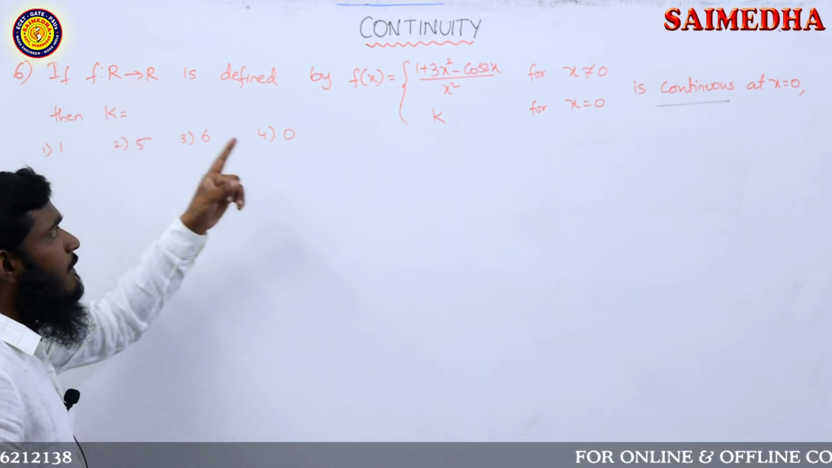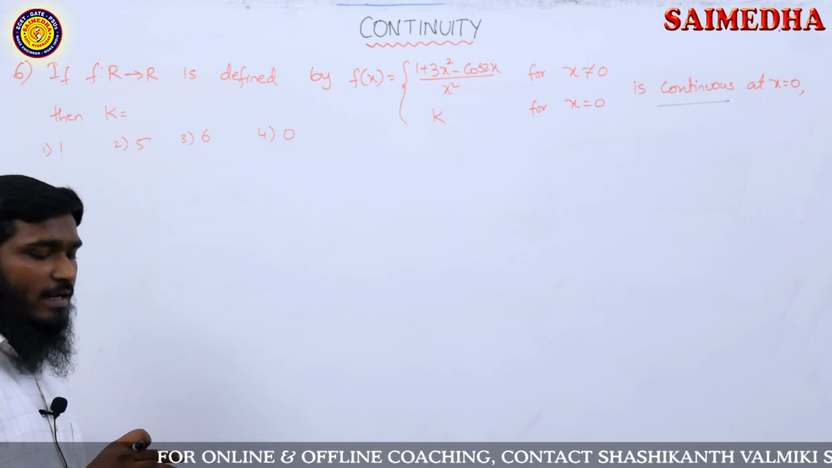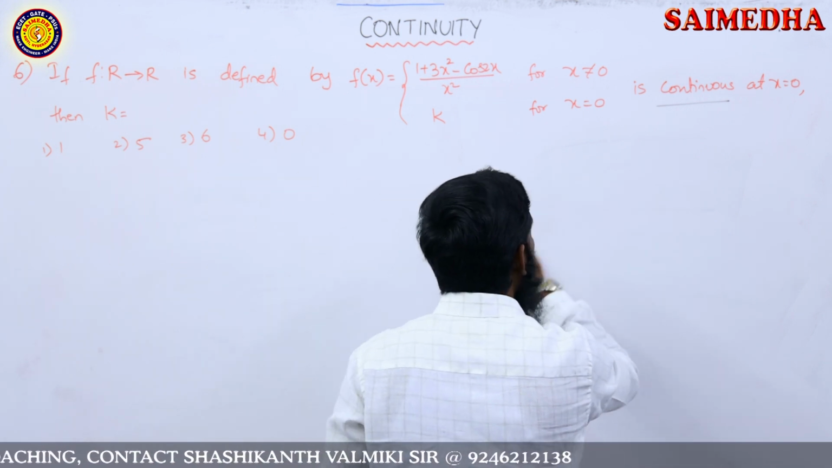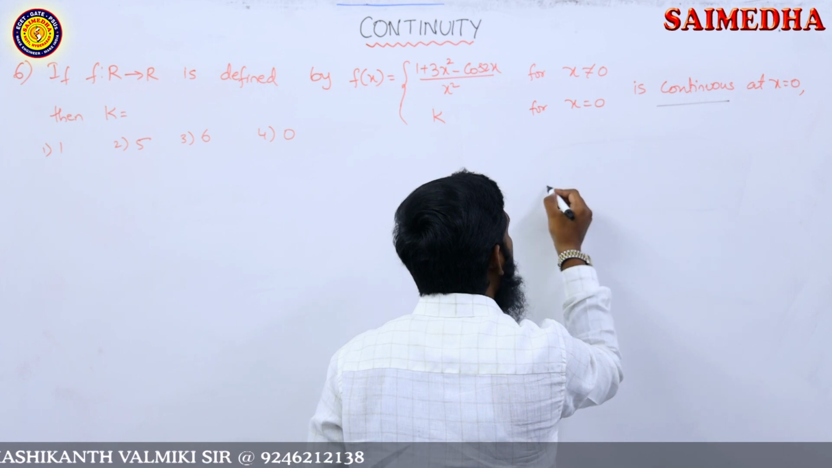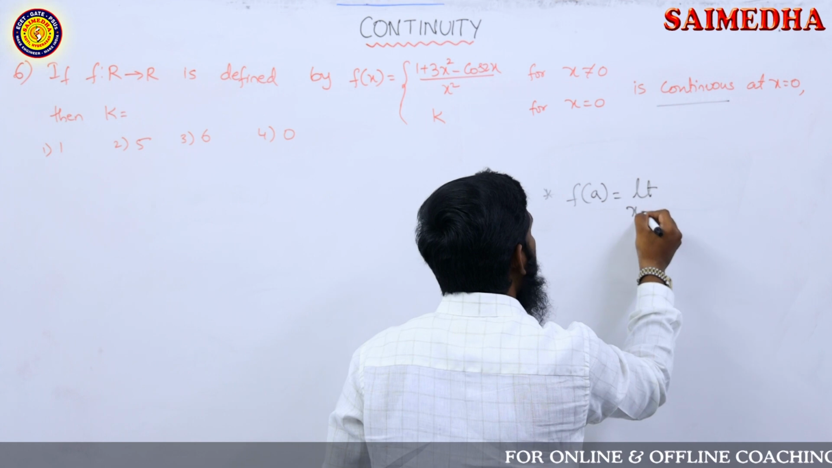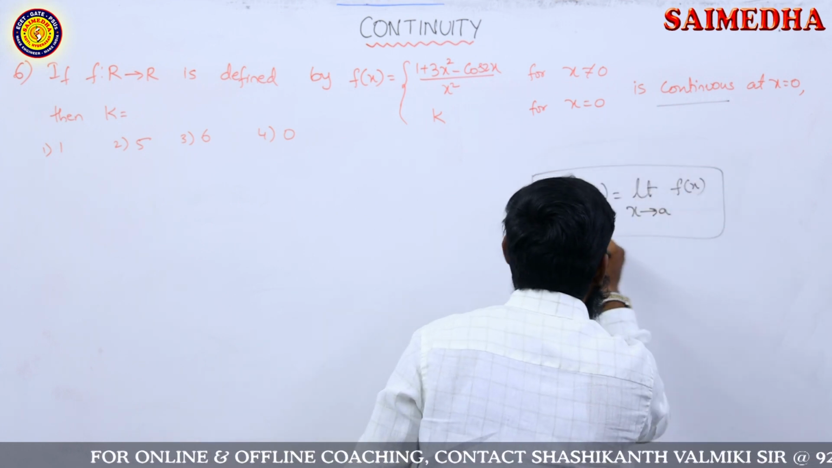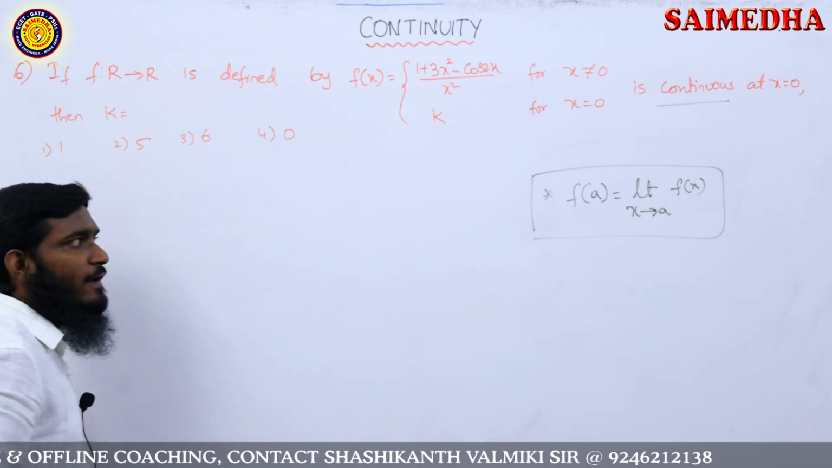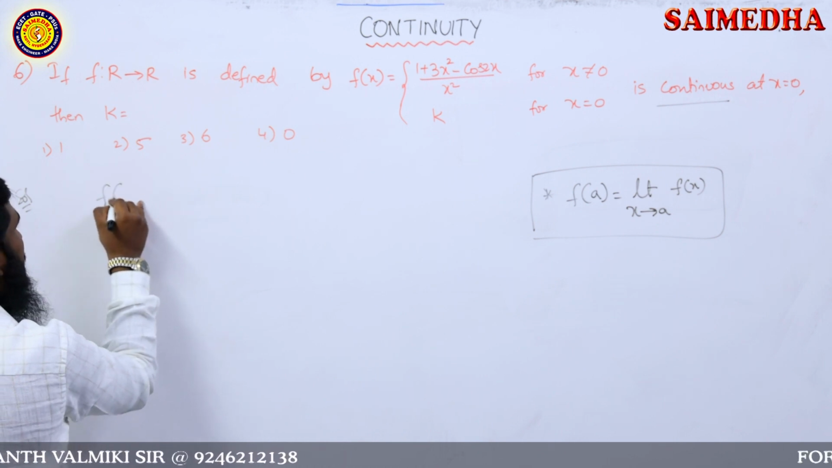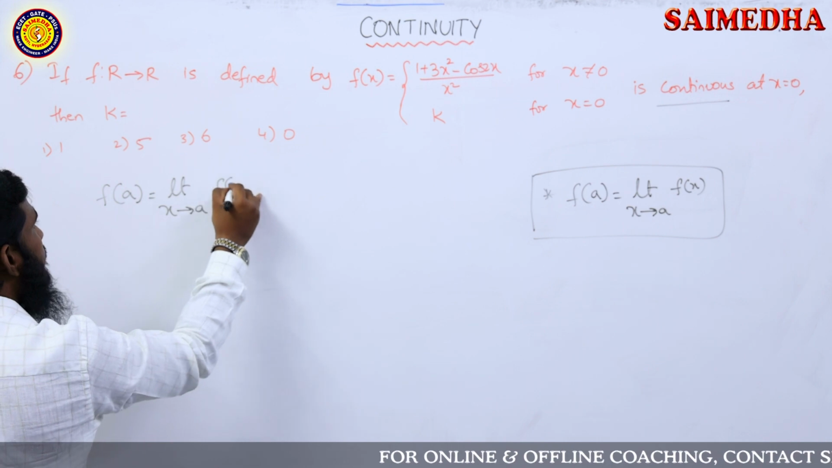Now what we have to find? We have to find the k value. So from the question, we can take the condition of the continuous function. If you want to find the value of the function, what is the condition? f of a is equal to limit x tends to a f of x. Okay, this is the condition.